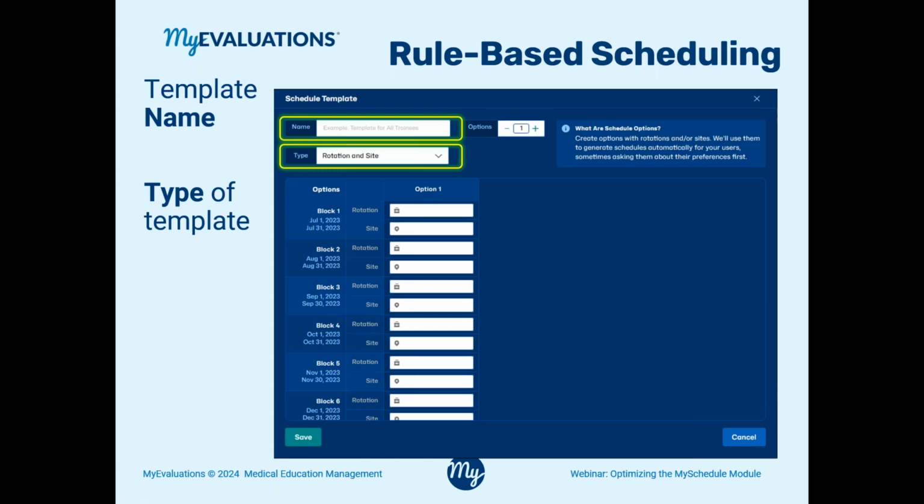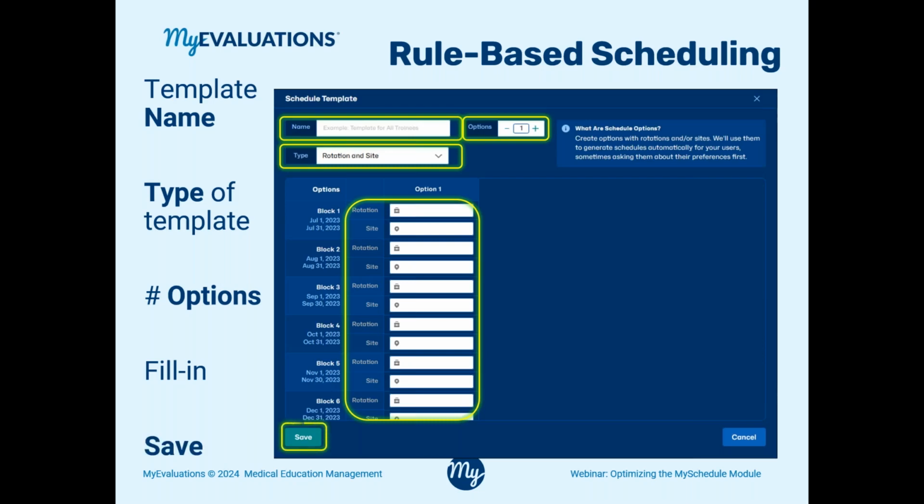Next thing that you do, you select the number of options you want to create. So when a schedule is being created, should it just have one option and everybody's scheduled the same way? Or should there be multiple options so that the system will randomly assign residents to the different options that are made available? Then you go through and fill in the details of what each option should look like. So for every block, what that should look like, and you click save.